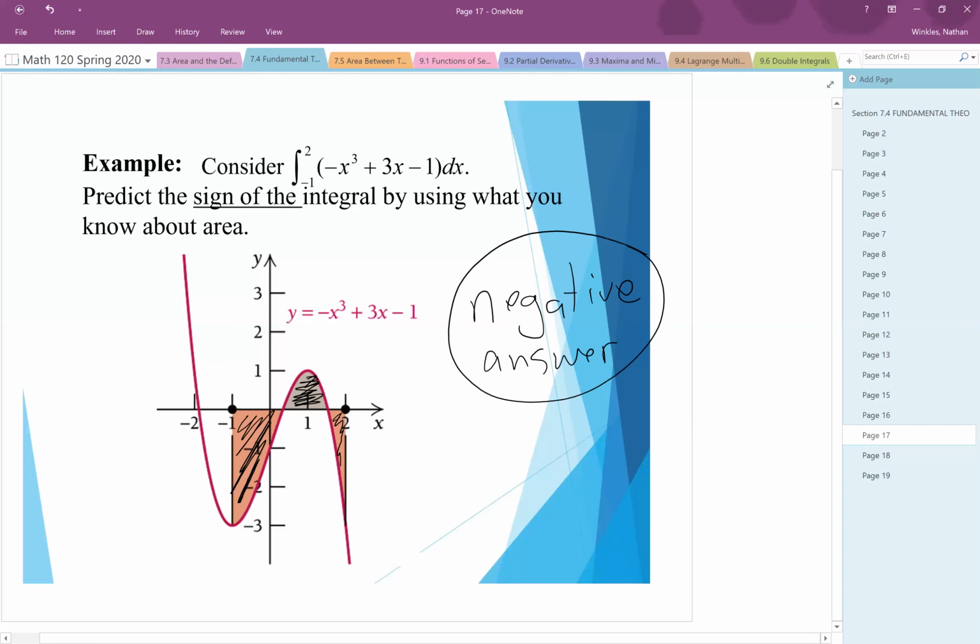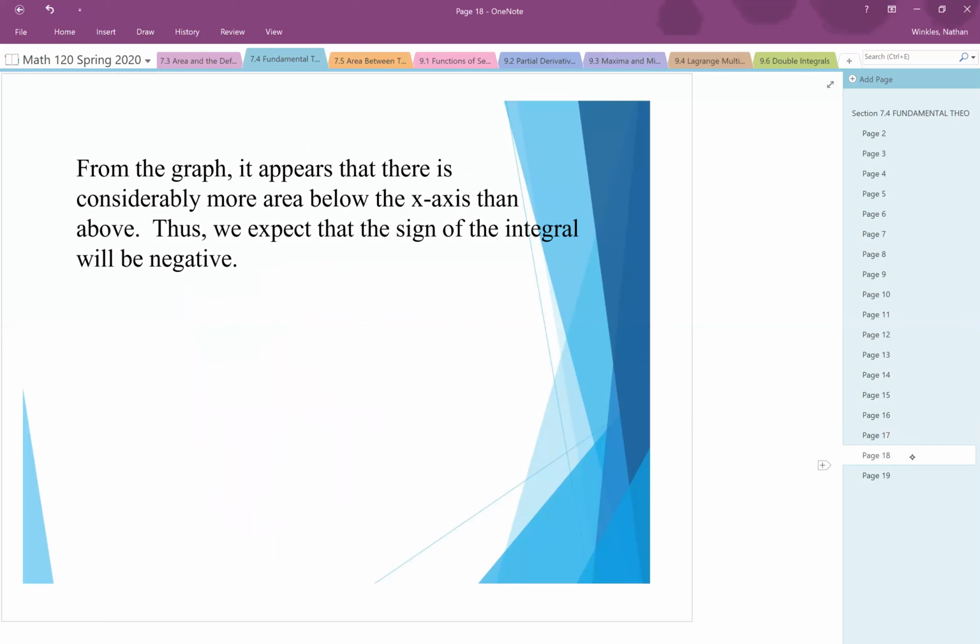So it's not asking us to find area, it's asking us to find the integral. By finding the integral, we're using our knowledge of area of shaded regions to determine which one's bigger. From the graph, it appears that there is considerably more area below the x-axis than above. Therefore, we expect that the sign of the integral will be negative.